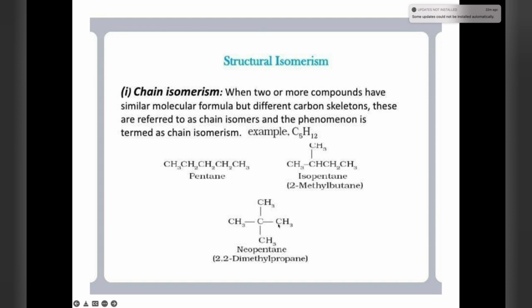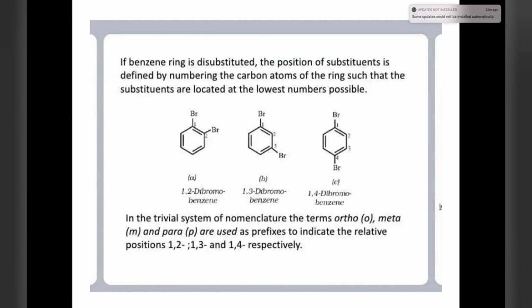Dimethyl. So, 3 carbon atoms. So, we call it propane because of the -ane, because it is an alkane. Clear? Suppose if a benzene ring is disubstituted, the position of the substituents is defined by numbering the carbon atoms of the same ring, so that the substituents are located at the lowest possible number. See here, bromine at 1 and 2, lowest. See, 1, 2, 3.